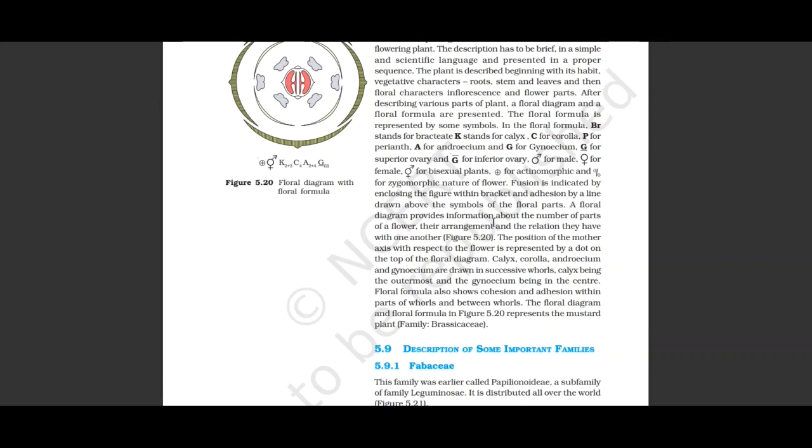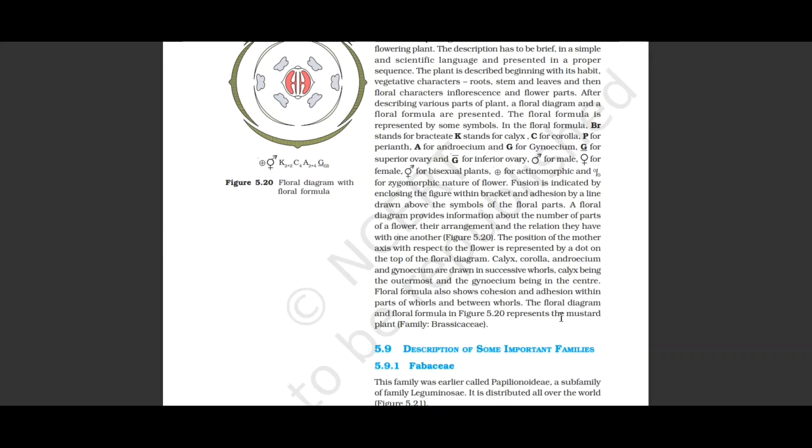A floral diagram provides information about the number of parts of a flower, their arrangement, and the relation they have with one another. The position of the mother axis with respect to the flower is represented by a dot on the top of the floral diagram. Calyx, corolla, androecium, and gynoecium are drawn in successive whorls, calyx being the outermost and the gynoecium being in the center. Floral formula also shows cohesion and adhesion within parts of the whorls and between whorls.